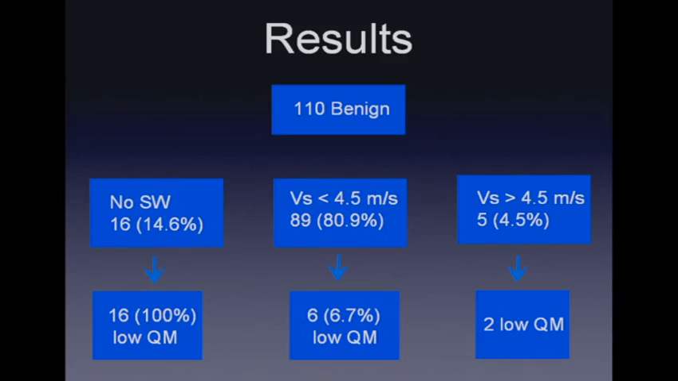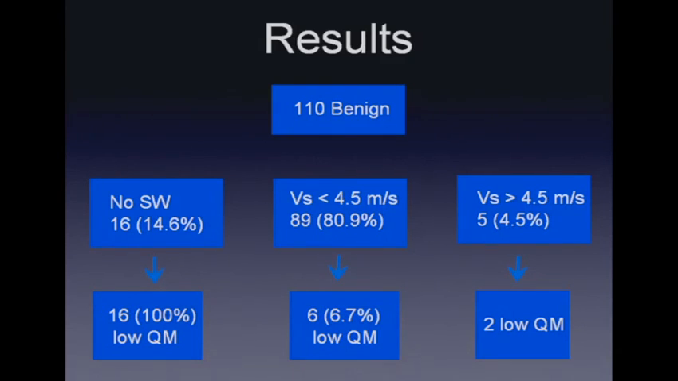Let's look at our results in a little bit more detail. If we look at the 110 benign lesions, 16 of those, or 15%, had no shear waves. That is, the velocity map was color-coded black. All of these had a low-quality measure, and the vast majority were cystic lesions, as shear waves do not propagate well in simple cystic fluid, and therefore these are almost always color-coded as black.